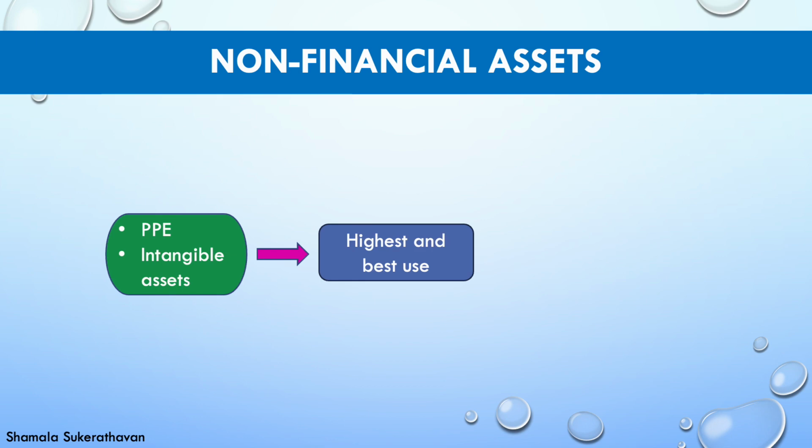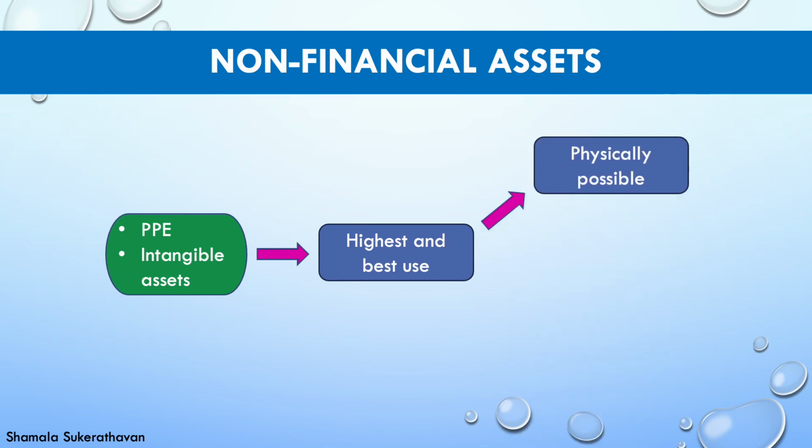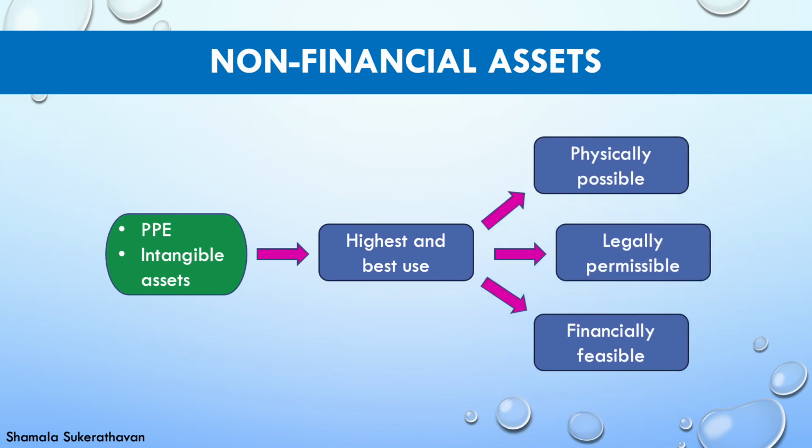The highest and best use of a non-financial asset shall take into account uses that are physically possible, legally permissible, and financially feasible. Therefore, when assessing alternative uses, an entity should consider the physical characteristics of the asset, any legal restrictions on its use, and if the value generated provides adequate investment return to market participants.